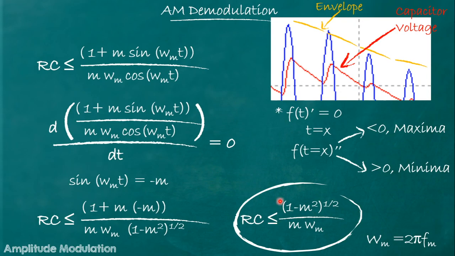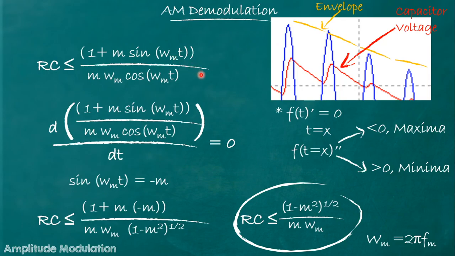Here RC must be less than this term, but we can notice that this term is also a function of time. So we have to find the minimum value of this term, and RC must be less than the minimum value of this term. So let us find out the minimum value of this term.